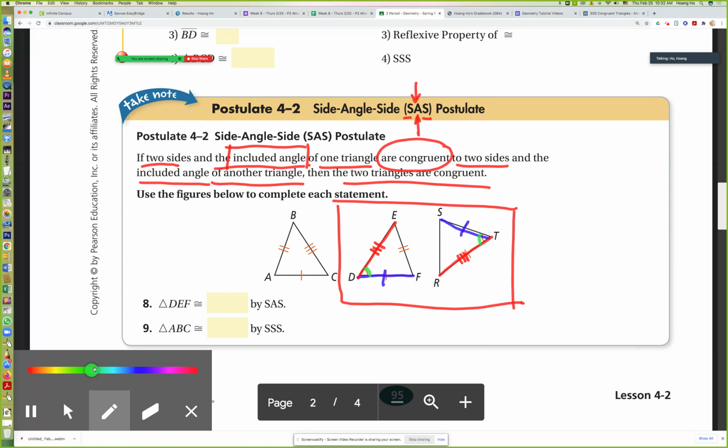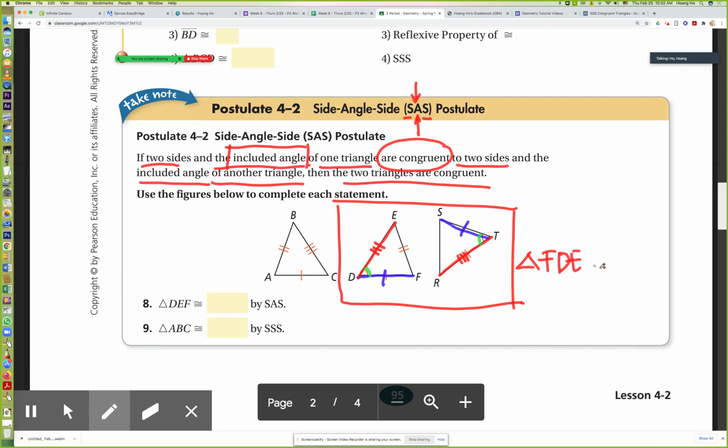So if you want to list out the names, make sure the names correspond. Okay. So if the first one you list out is FDE, FDE, okay, congruent with the other one. F has to go with S, okay. The included angle D goes with T, okay. T has to be in the middle, and then R, okay. And they are congruent by side, angle, side.